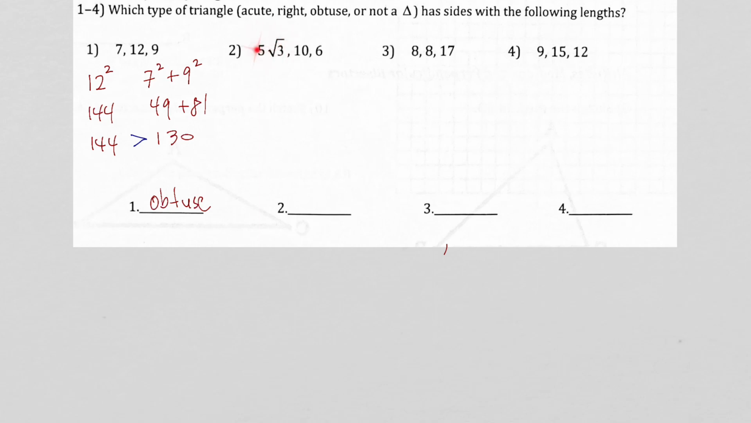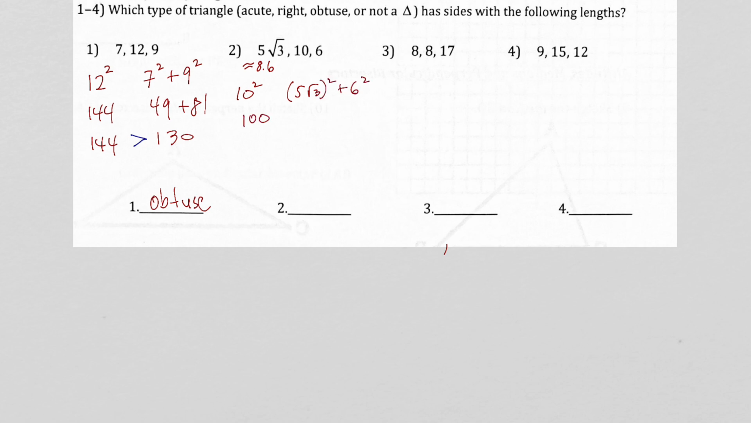First of all, we need to know roughly what this is, and just putting it in a calculator, we see that it's about 8.6. So we do know it's a triangle because 8.6 plus 6 is bigger than 10. But this is the longest side, so I'm going to compare that side with the sum of the other two sides.